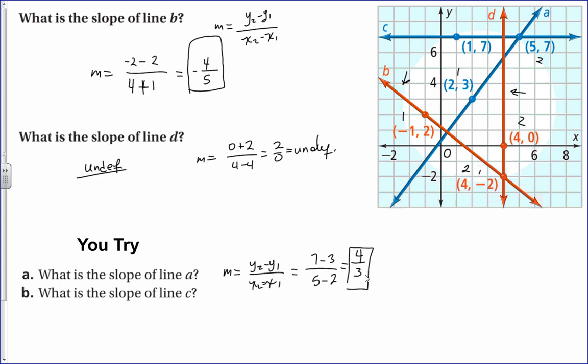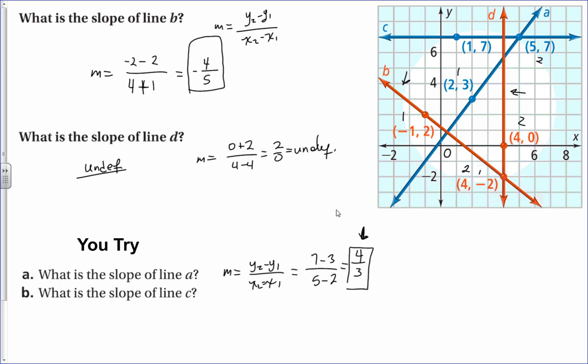Now, you're not going to want to reduce this or change it to a decimal or anything. You're going to want to leave it as the fraction 4/3. A slope of 1 1/3 doesn't mean as much as a slope of 4/3 does. Or a slope of 1.3 repeating really doesn't tell you anything either. So you'll want to leave this as the improper fraction 4/3.